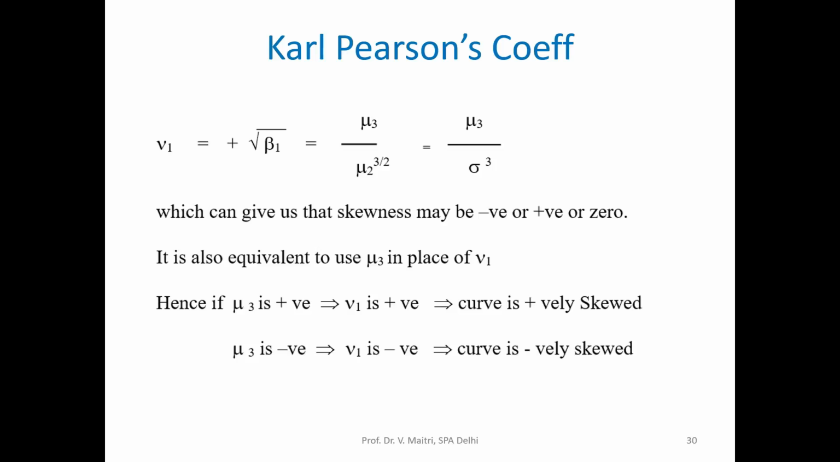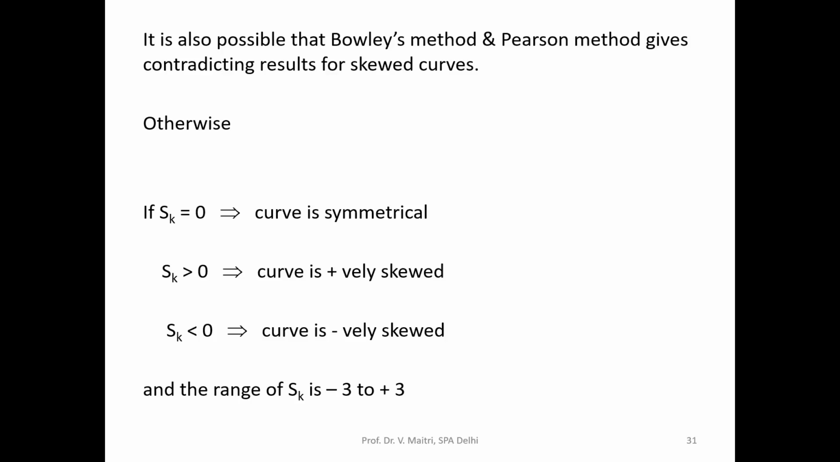So many professors have given different formulas. But sometimes these formulas contradict each other and are not able to tell us whether the skewness is positive or negative. Otherwise, the simple thing is: if Sk is equal to 0, the curve is symmetrical. If Sk is positive, it is positively skewed. If Sk is negative, then it is negatively skewed. So the range of skewness is from -3 to +3. Why? Think yourself, why the range of Sk is -3 to +3.